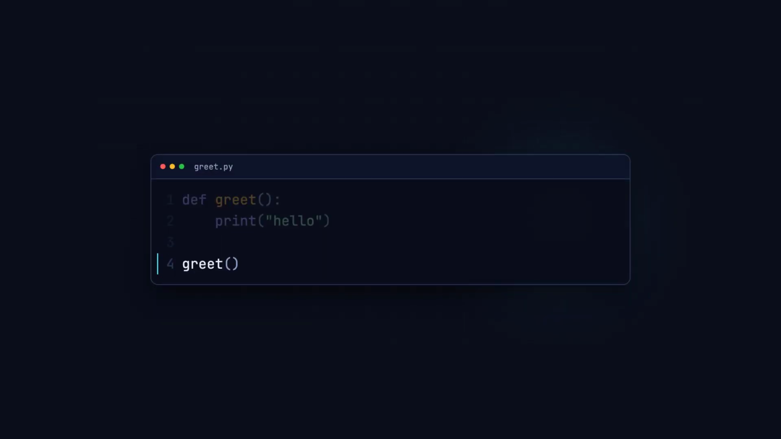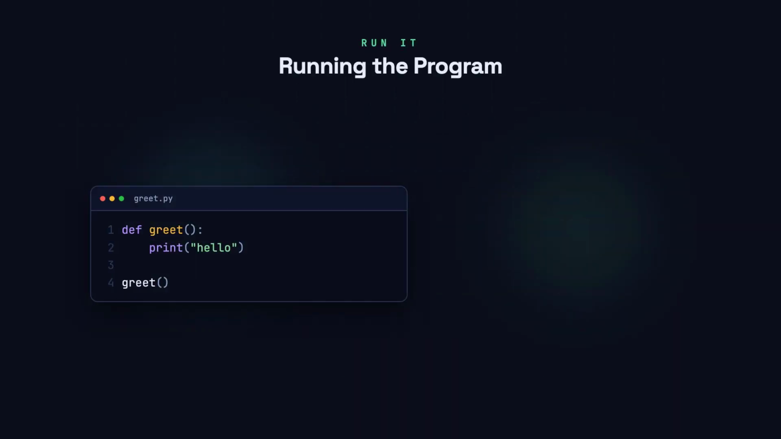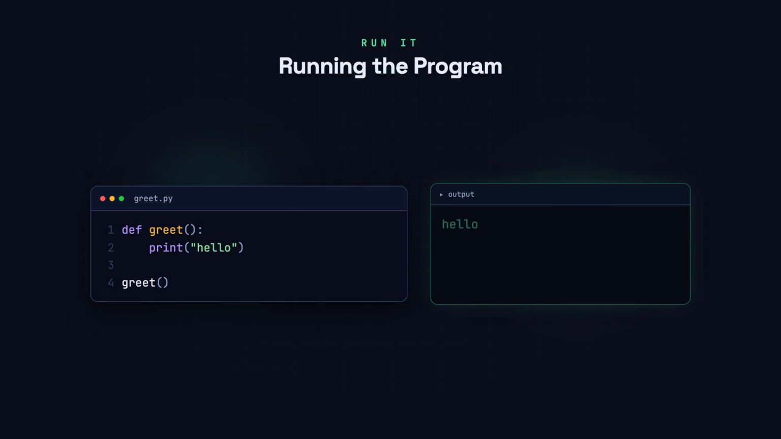To actually run the function, we call it by writing its name followed by parentheses. Without this line, Python learns the recipe but never cooks it. When we run the file, Python sees the call to greet, jumps into the function body, and prints hello. That one word is the exact output.